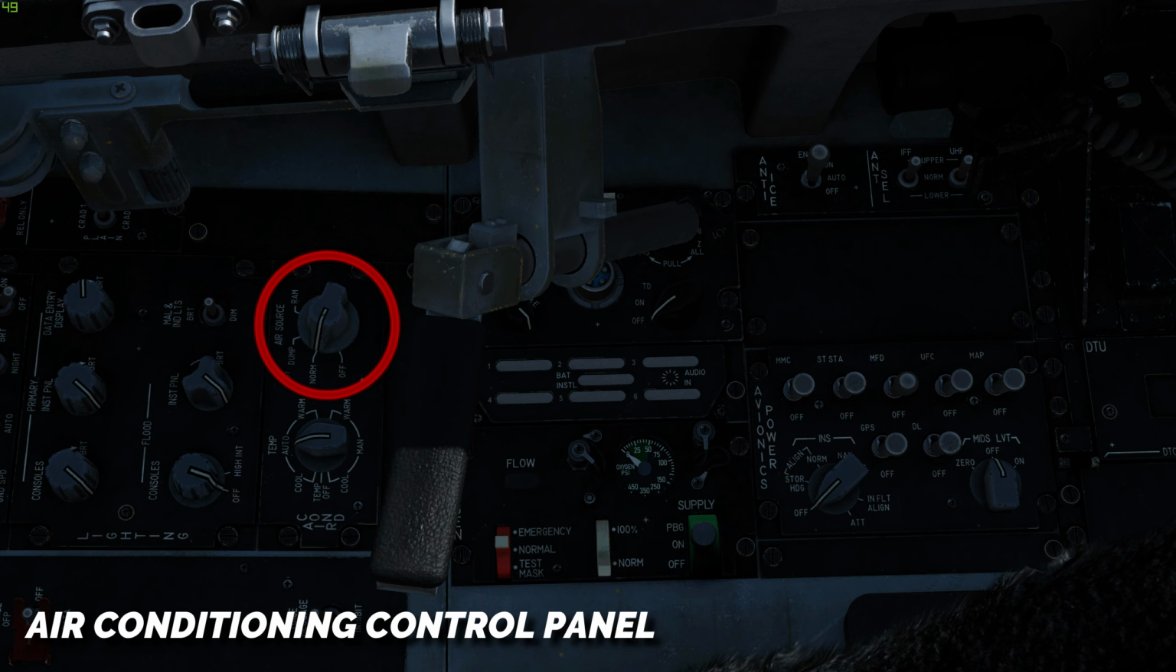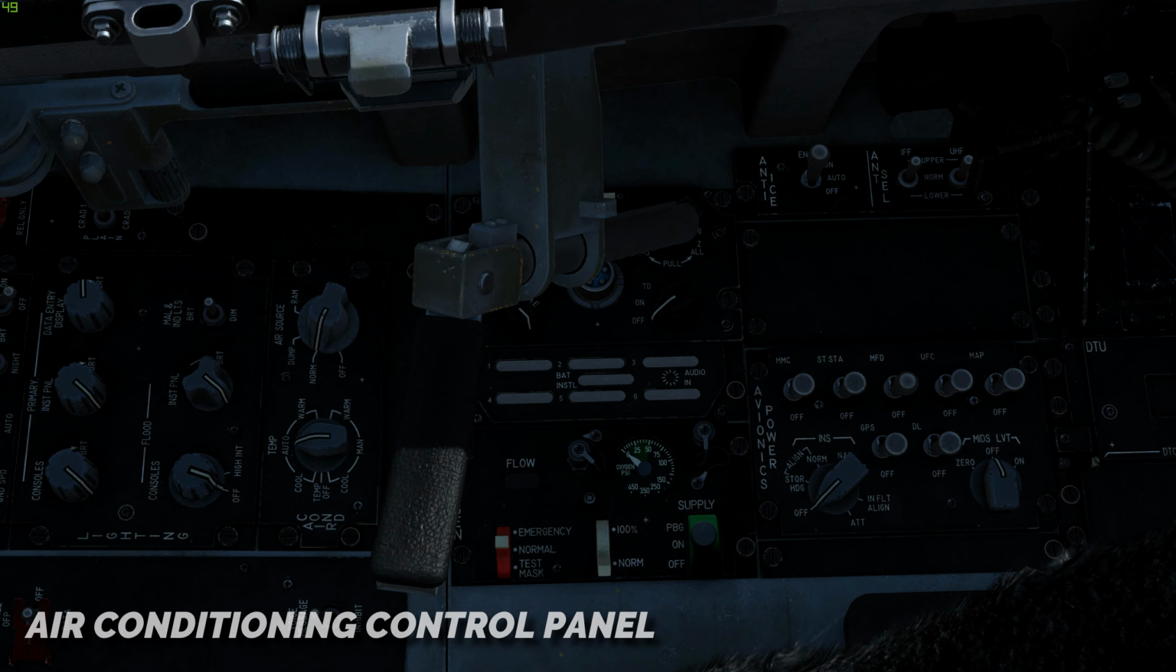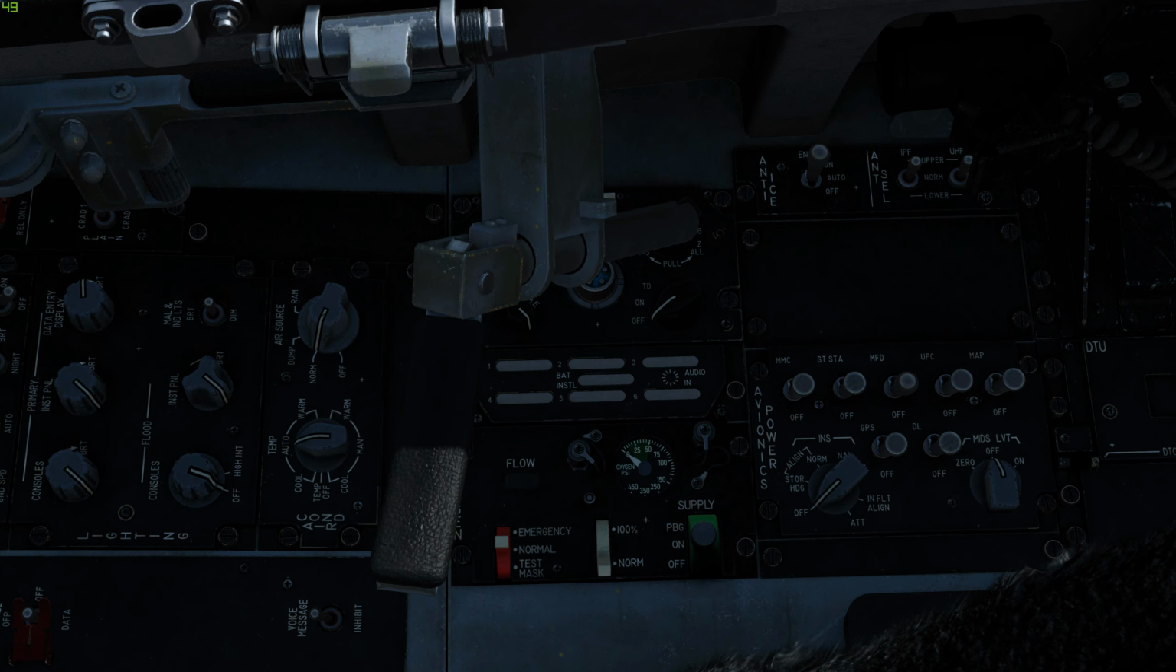Set air source to normal. In the normal position, the air conditioning system is in normal operation and provides automatic temperature and pressure regulation. In the off position, the engine bleed air valves are closed and air conditioning, cooling and pressurizing functions and fuel transfer from external tanks are not available. In the dump position, cabin pressurization ceases and the cockpit vents to external air pressure.